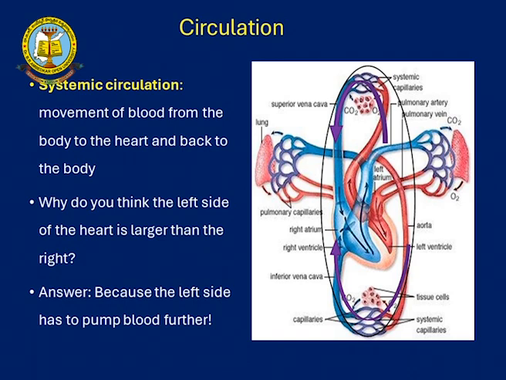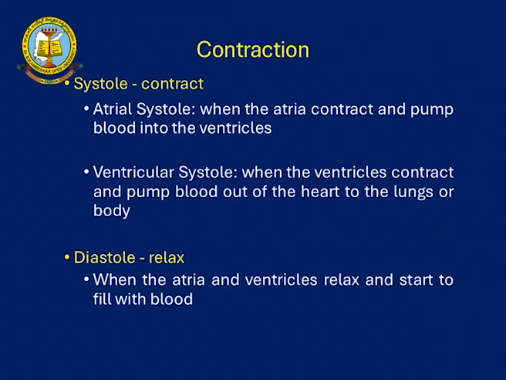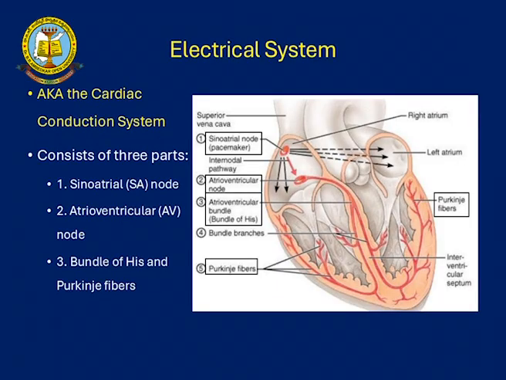The left side of the heart is larger than the right side. So, the left side has the larger blood flow, and the contractions take place with the help of the sinoatrial node, the Purkinje fibers and so on. This is called the electrical system, or electrical function, of the heart.